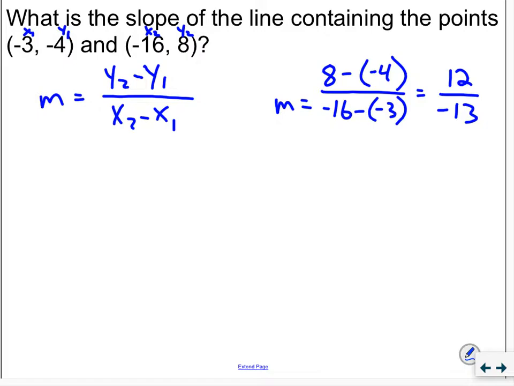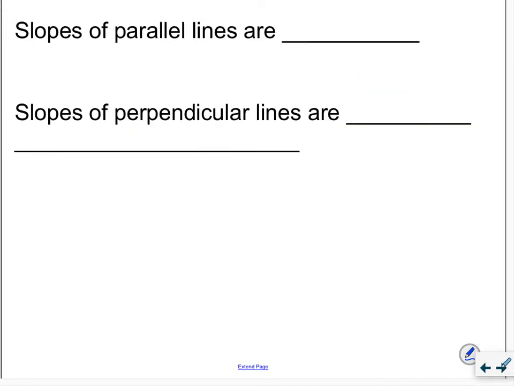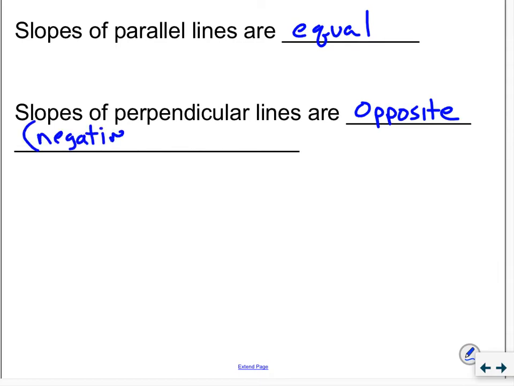So we started off with the challenging one, the distance formula. We kind of slimmed it down a little bit to the midpoint formula, and then we recognized what slope is. Exactly. And two last things that we're going to be using. The slopes of parallel lines are... Yes, the slopes of parallel lines are equal to each other. And the slopes of perpendicular lines are... Yeah, we call them opposite, or we say they're the negative reciprocals.